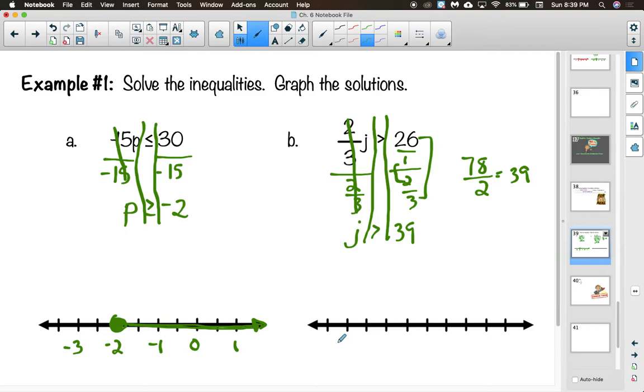Okay, on my number line, I need a 39, so I'll start with 38, 39, 40, 41, 42. For my graph, I'm graphing j is greater than 39, so I'm going to use an open circle. Greater than arrow points to the right, so I'm going to shade to the right. Don't forget to shade your arrow. Okay, one more bonus problem for you. This one wraps things up.